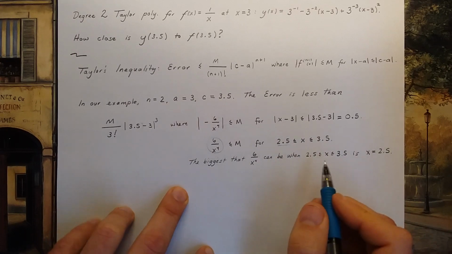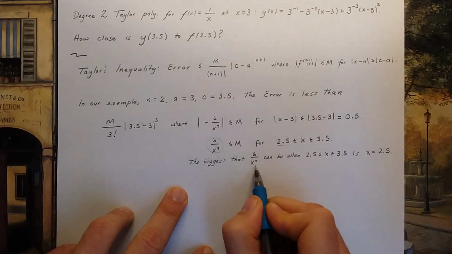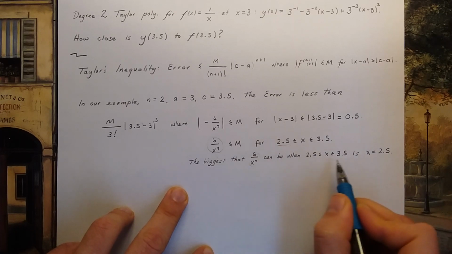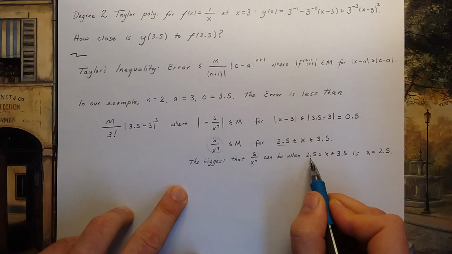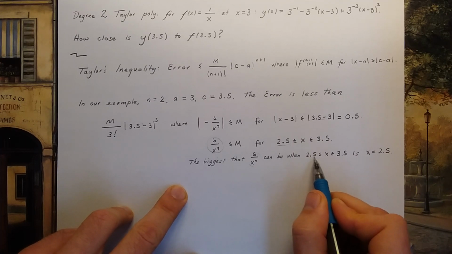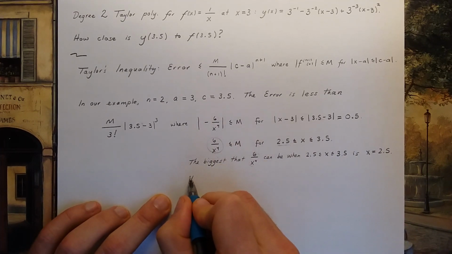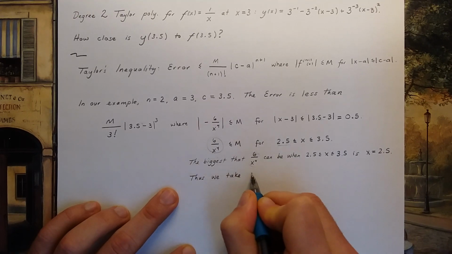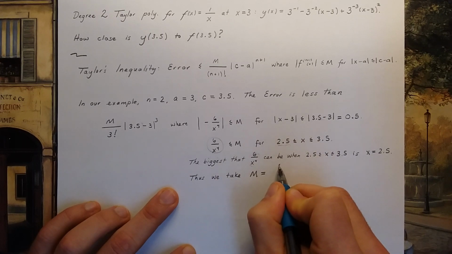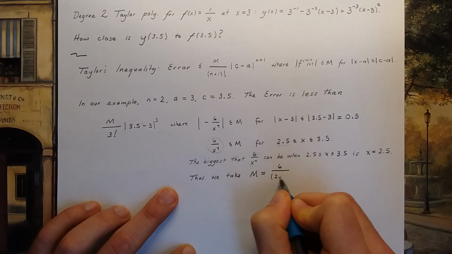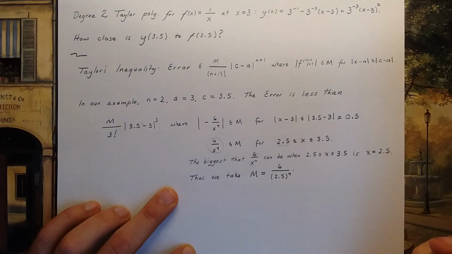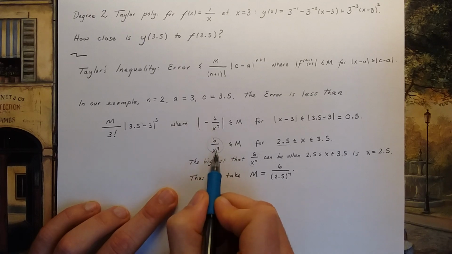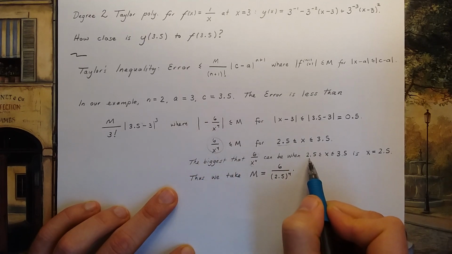Again, the logic, I'm going to be dividing by x to the fourth. If you want to make this the biggest it could possibly be, you want to divide by the smallest possible number, which in this case is 2.5. So thus, we can take M to be 6 over 2.5 to the fourth power. Then my function will always be smaller than or equal to that on this range.